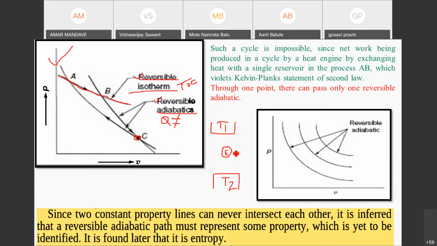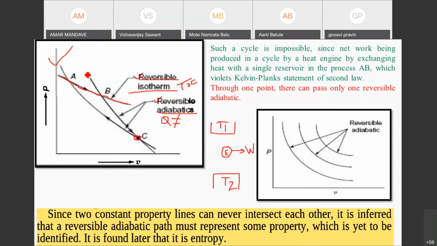Now we know the heat engine will produce some work. That is the work. Out of these three processes, two are reversible adiabatic, which means these two processes do not exchange any heat energy with the surroundings. But the third process is the reversible isothermal process, which interacts with the surroundings by exchanging heat.